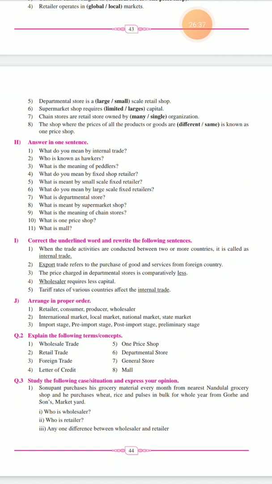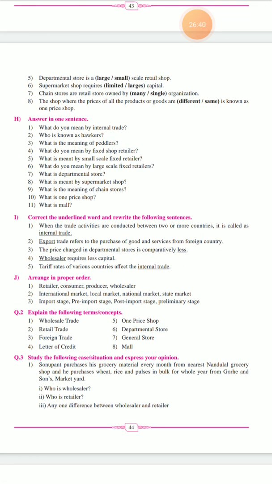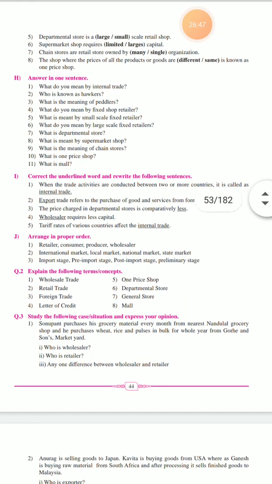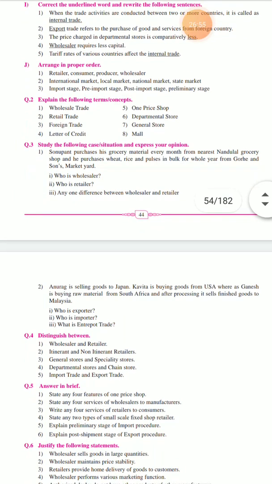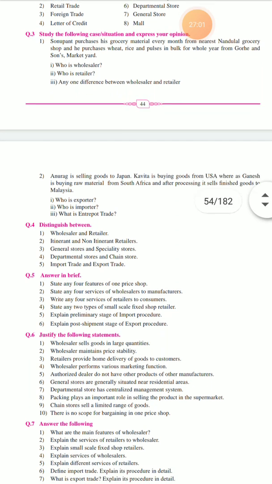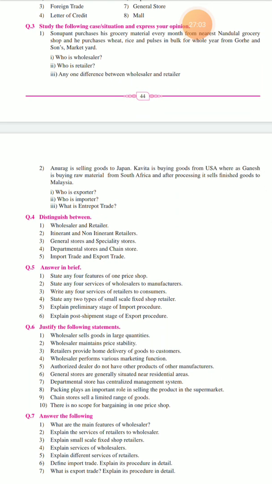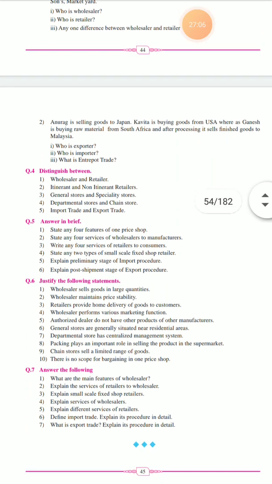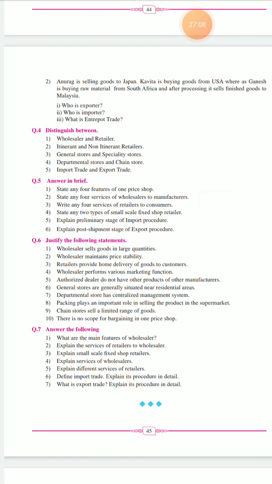Okay, then explain the following terms and concept. Here they have given some concepts or terms, so you have to write what is wholesale trade, what is retail trade. Then study the case or situation and express your opinion. Here they have given some situation, you have to write the answers to the questions provided below. Then distinction between, answer in brief, so you have to write it in brief over here. Justify, you have to justify whether it is true or correct, and then write the answer. Answer the following, these are big, lengthy answers.